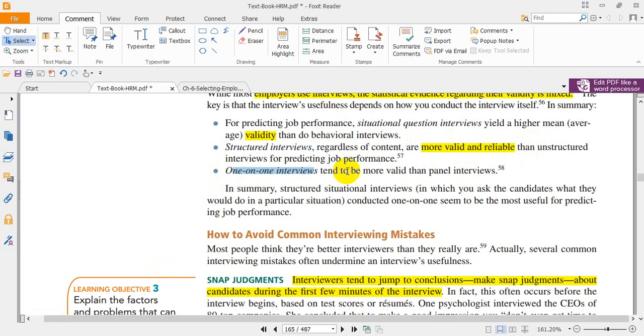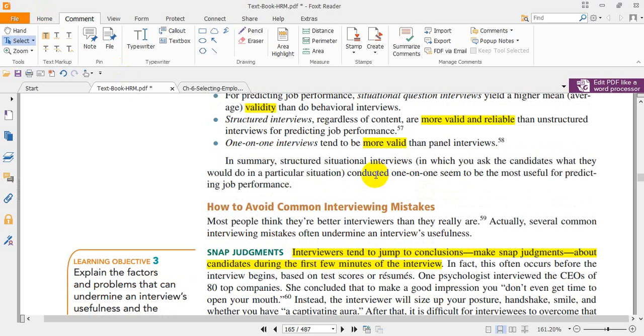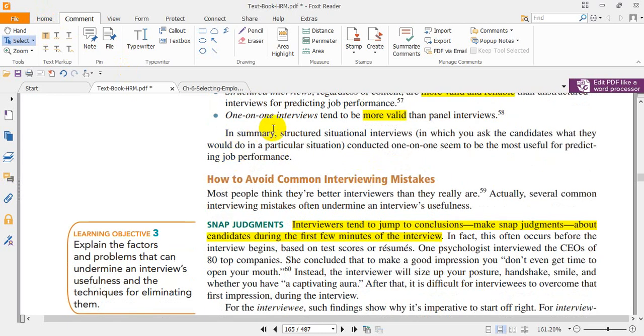One-on-one interviews tend to be more valid than panel interviews. One-to-one interview or one-on-one more valid than panel interviews. In summary, structured situational interviews in which you ask candidate what they would do in a particular situation, conducted one-on-one, seem to be the most useful for predicting job performance.